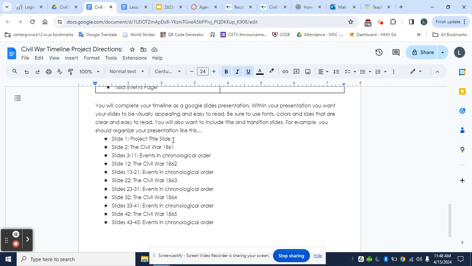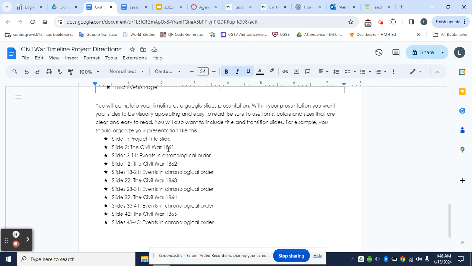Slide one should be your title slide, so you include the project title. You could include pictures on that as well to jazz it up a little bit. Then slide two would be a transition slide that's introducing the first year of the war, so it's Civil War 1861. Again, you can include pictures to jazz up the slide. From there, slides 3 through 11 should be your 1861 events in chronological order.